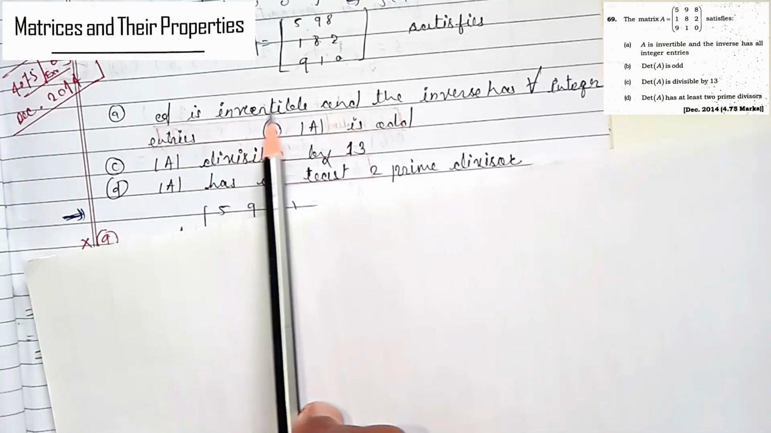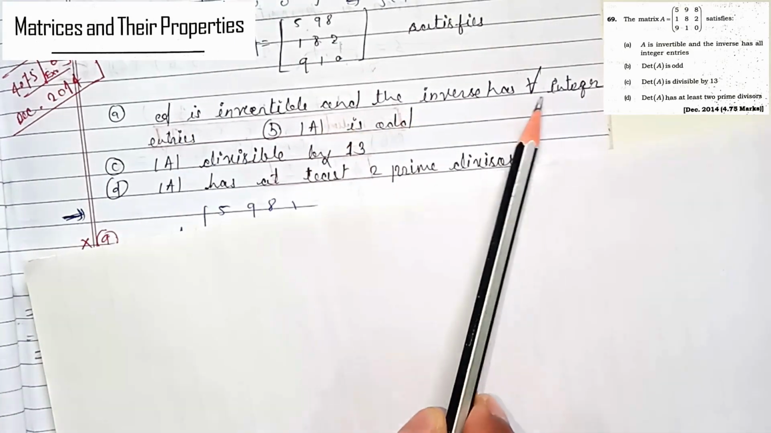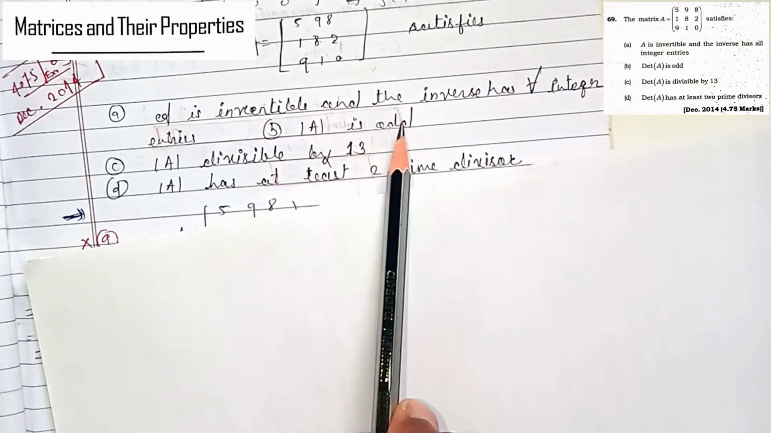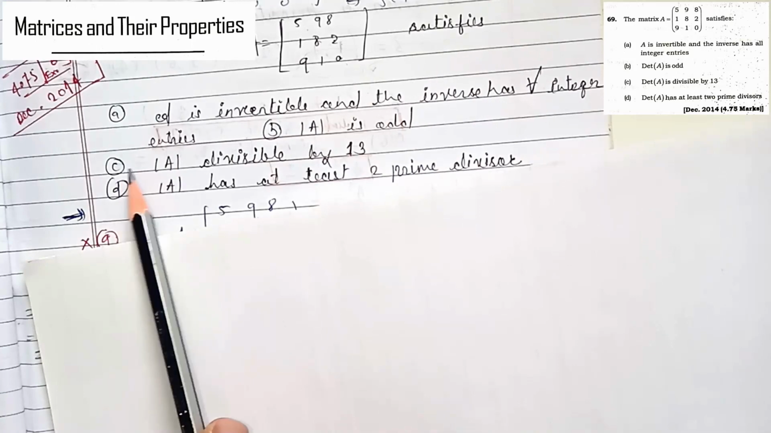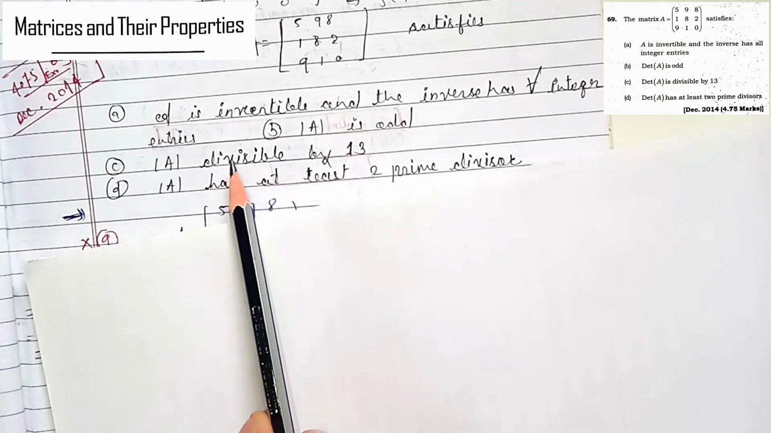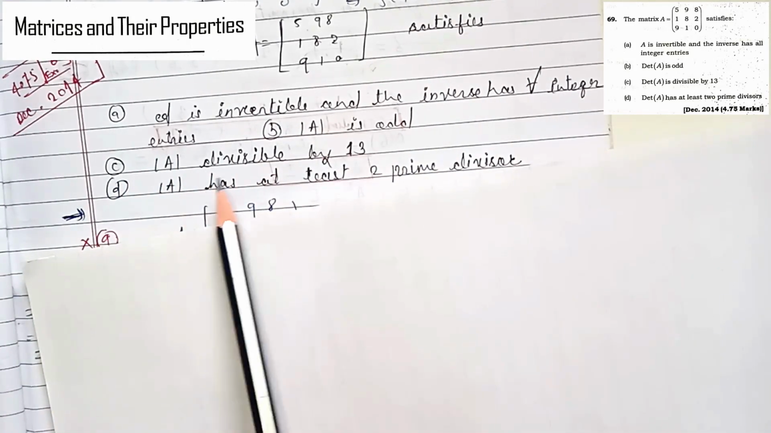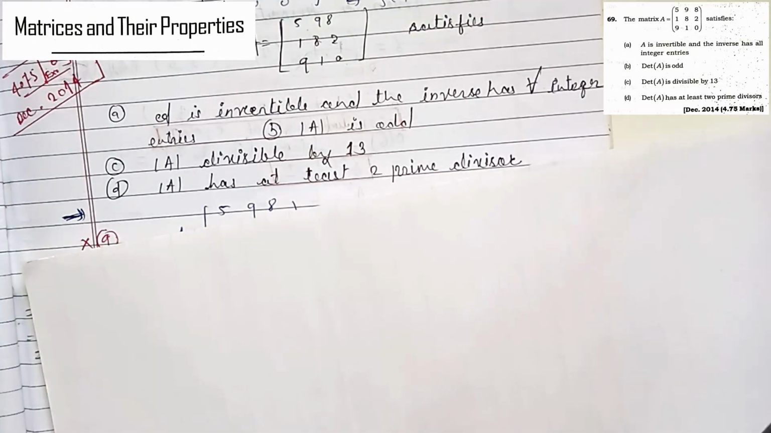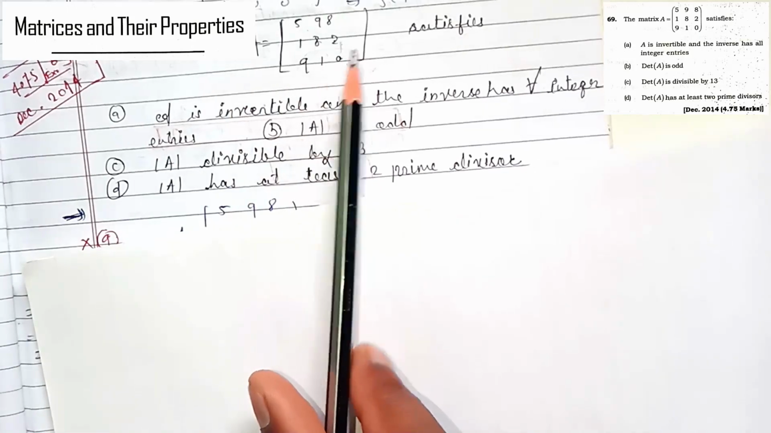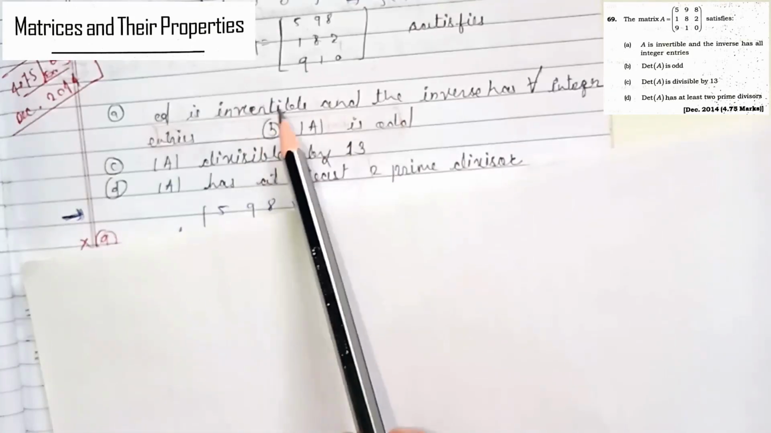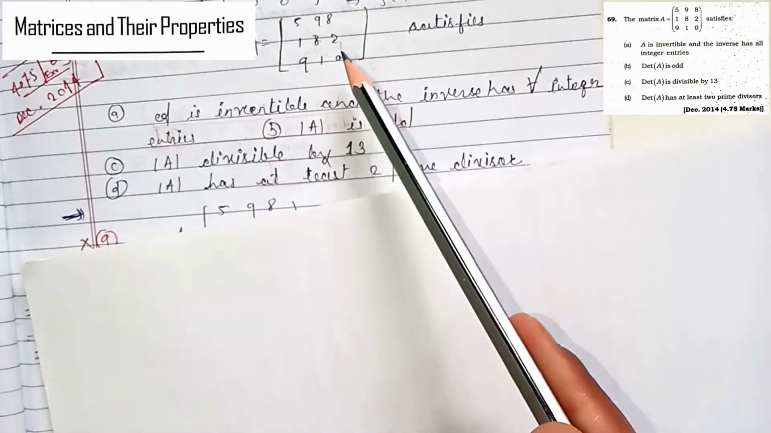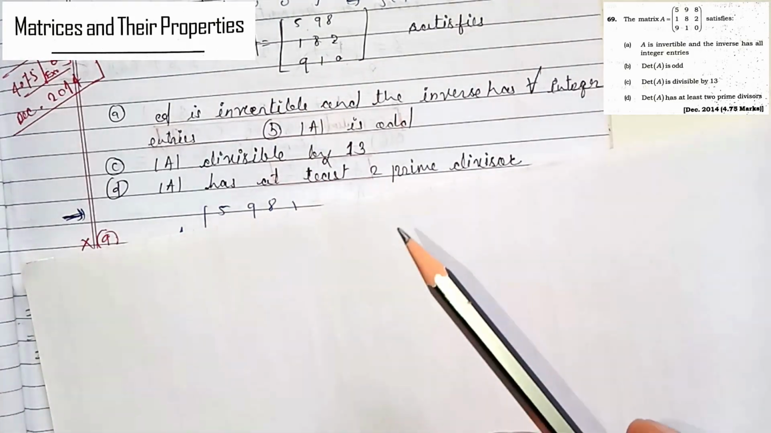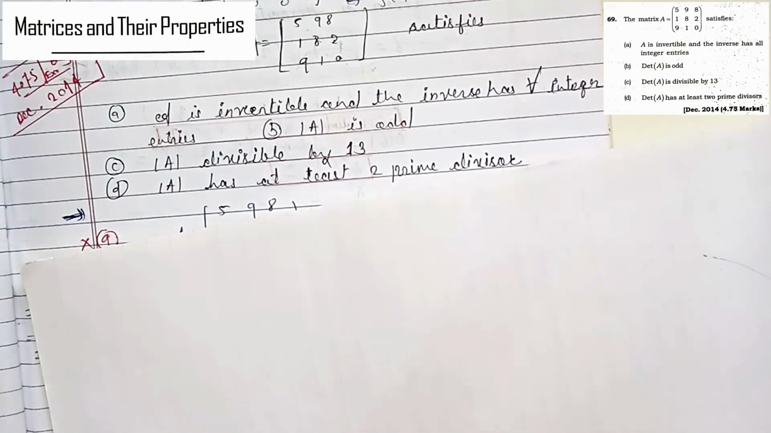Our first option says that A is invertible and its inverse has all integer entries. Second, the determinant of A is bounded. Third, the determinant of A is divisible by 13. Fourth, the determinant of A has at least 2 prime divisors. The entries look quite easy and the options look very easy, but when we get the determinant, it is quite difficult to operate on these numbers.